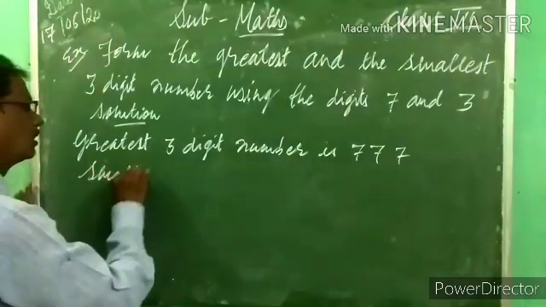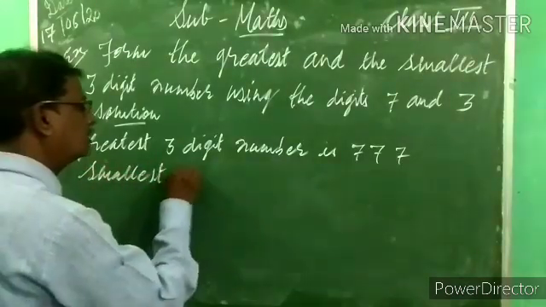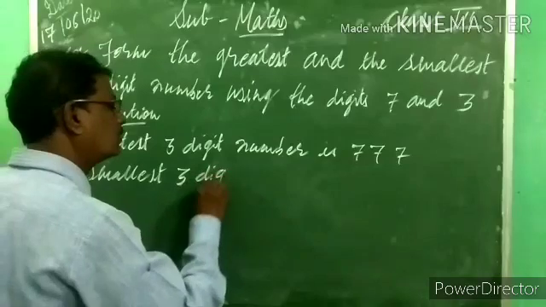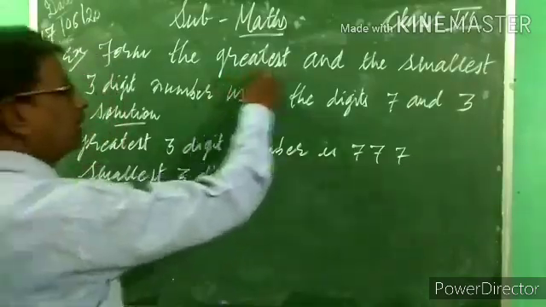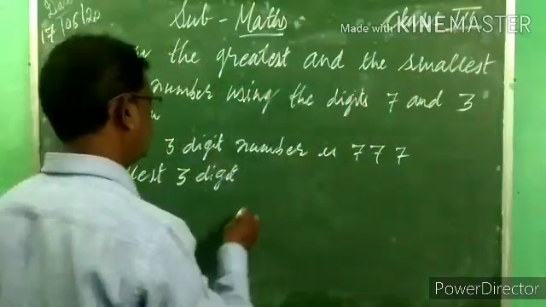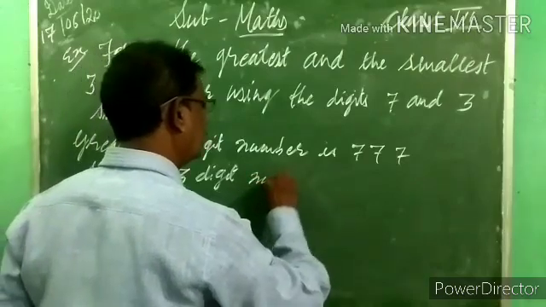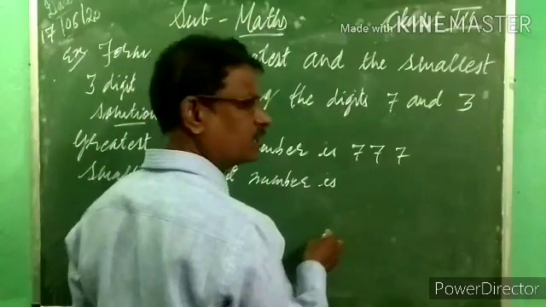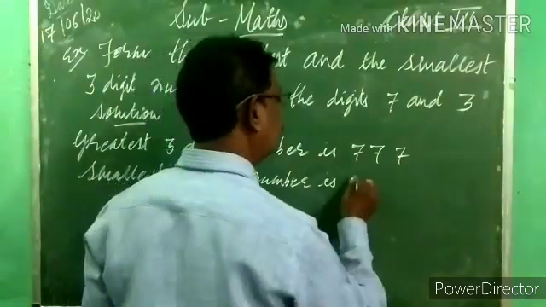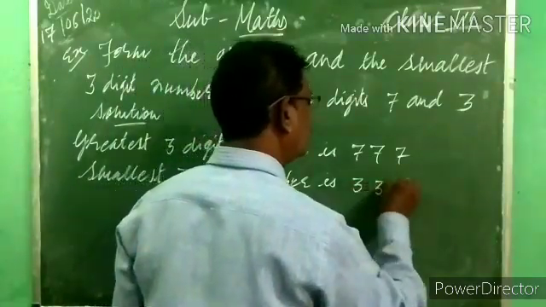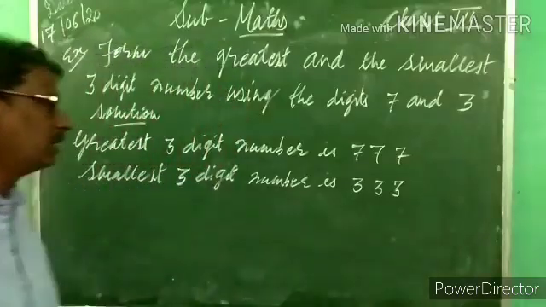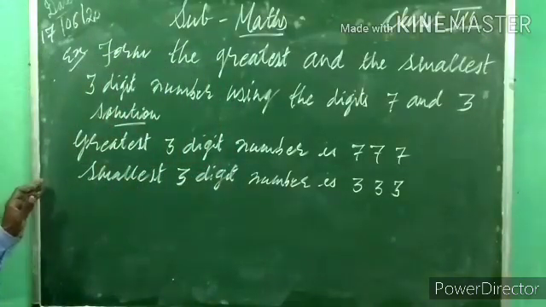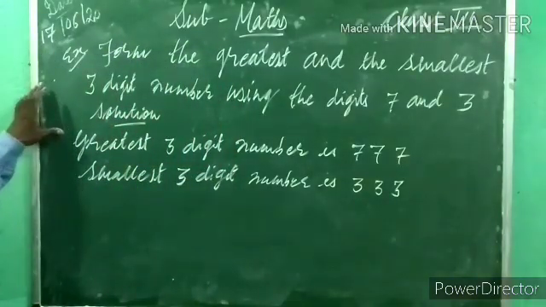Smallest number now. Two things we have to write: greatest as well as smallest. Smallest 3-digit number is, among these 7 and 3, which is the smallest? 3. So repeat this 3 how many times? 3 times. 333. So understood this example? Note down in your notebook.